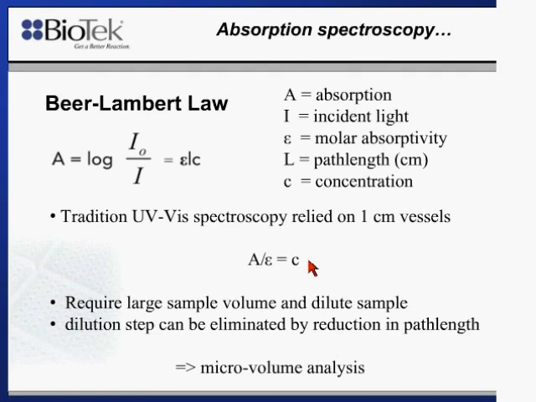Traditionally, this has required a fairly large sample volume. Most of the cuvettes require at least 1 to 2 mL of sample, and the sample to be fairly dilute given the 1 centimeter path length. However, those dilution steps can be eliminated by reducing the path length, and that has led to the use of microvolume analysis. And that's what we're going to discuss today.